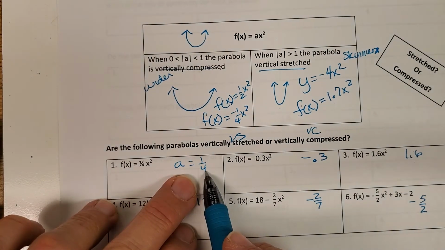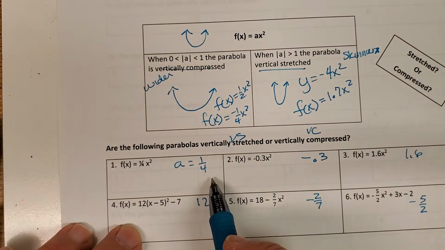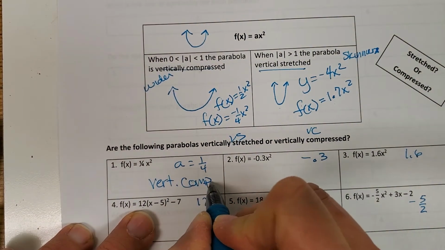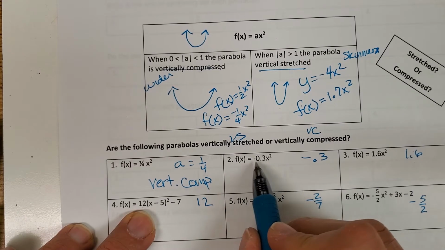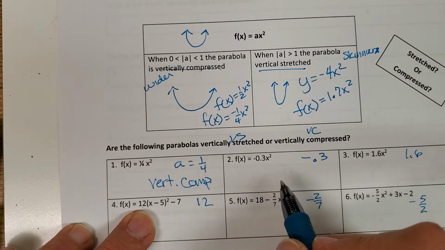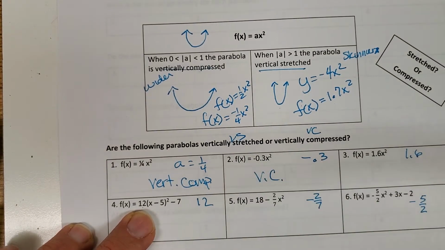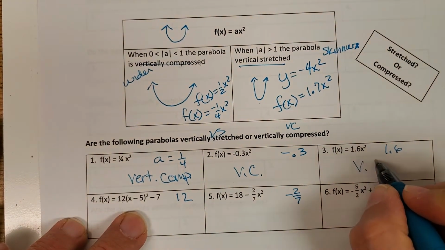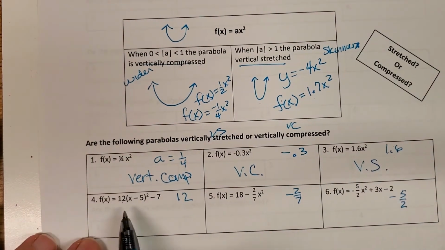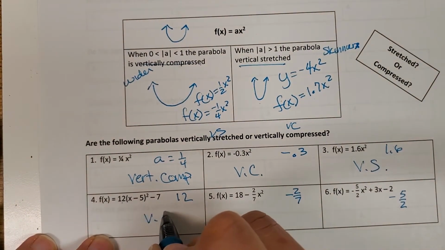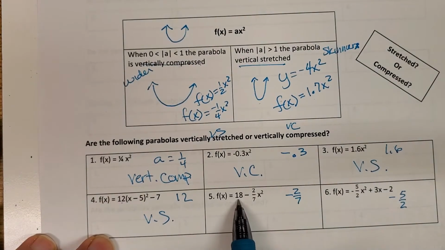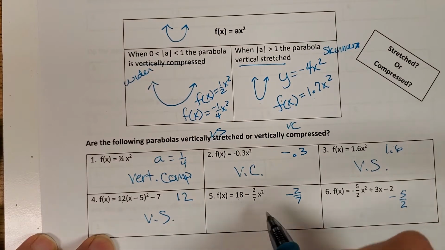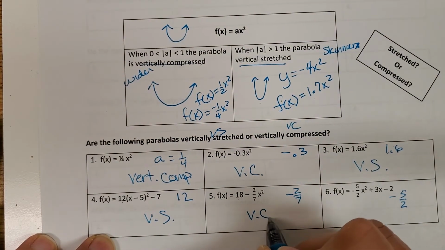So the absolute value of that is between 0 and 1. So we know that this is vertically compressed. It's going to look a little wider. Again, the absolute value of that is between 0 and 1, because 0.3 is between 0 and 1. So it is also vertically compressed. 1.6 is bigger than 1, so we know that this is vertically stretched. 12 is definitely bigger than 1. We know that's vertically stretched. Negative 2/7, well, positive 2/7, because we're doing the absolute value, is less than 1, so that's vertically compressed.